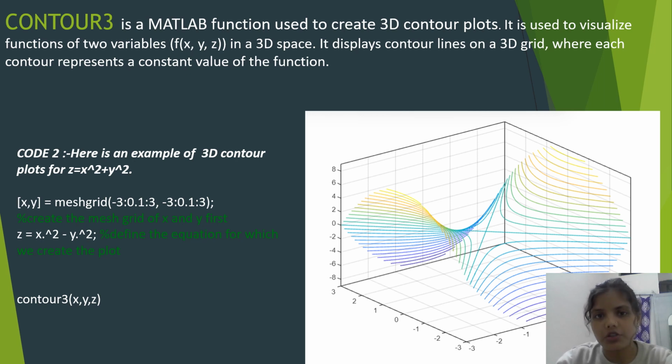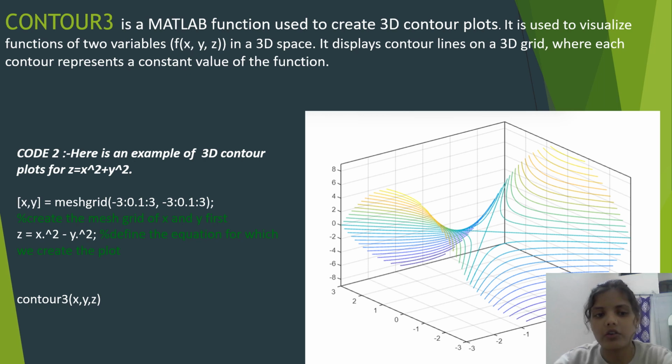So let me start with another command, that is contour3. It is a MATLAB function used to create the 3D contour plot. It is used to visualize a function of two variables, z equals f(x,y), in 3D space. It displays contour lines on a 3D grid where each contour represents a constant value of the function. So here is an example for the equation z equals x square plus y square.